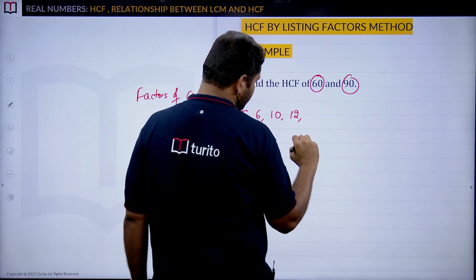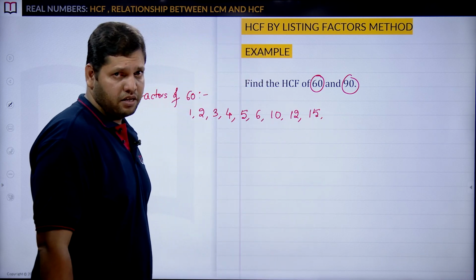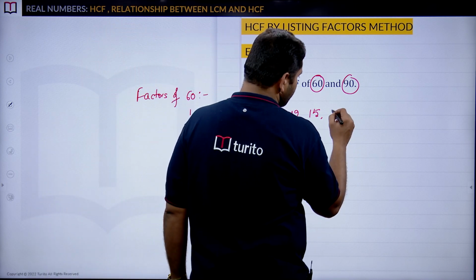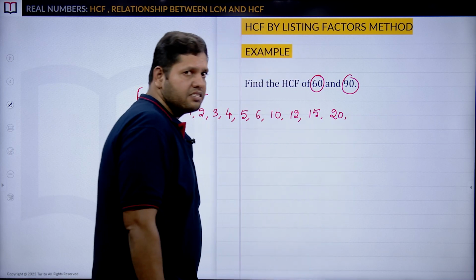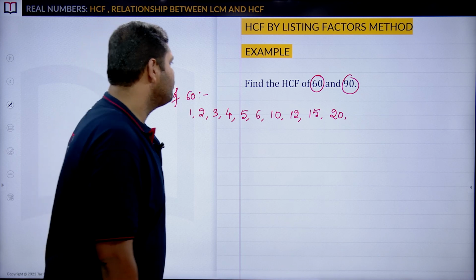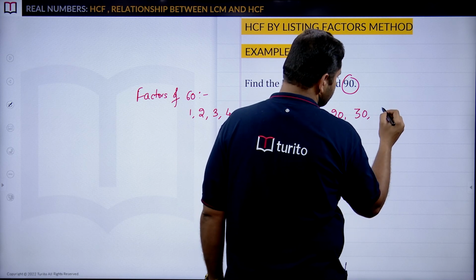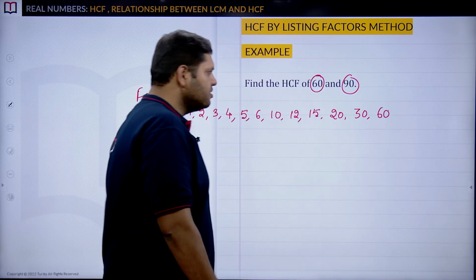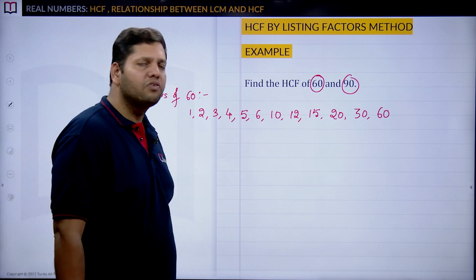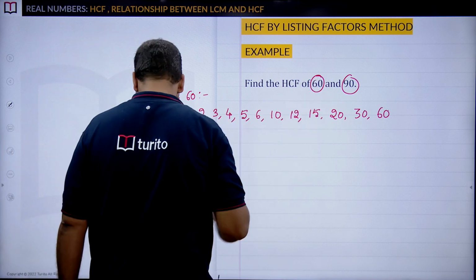Next to that, 13, no. 14 also no. We can take 15 because 15 times 4 is 60, isn't it? And 16, no children. 16, 17, 18, 19, no. We can take 20 because 20 times 3 is 60. 21, 22, 23 not possible. So we can go directly to 30. After 30, I can go directly to 60. Clear children? These are the factors of 60: 1, 2, 3, 4, 5, 6, 10, 12, 15, 20, 30 and 60. Okay, these are all the factors of 60. Now children, I am writing all the factors of 90.